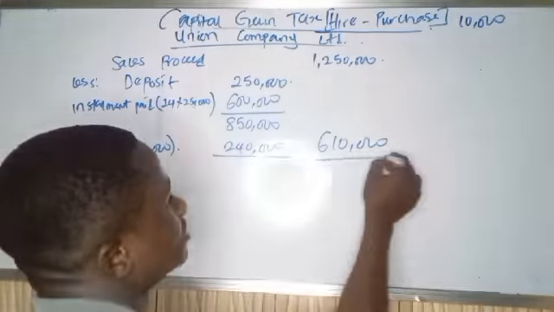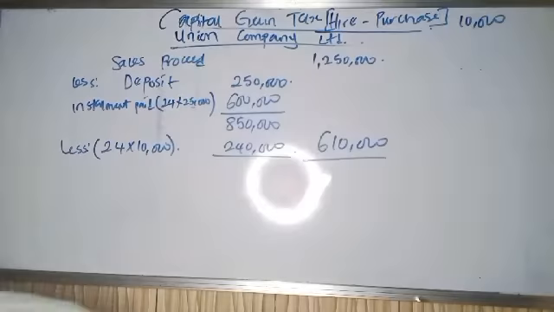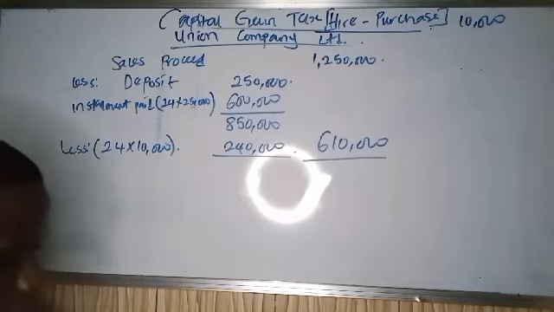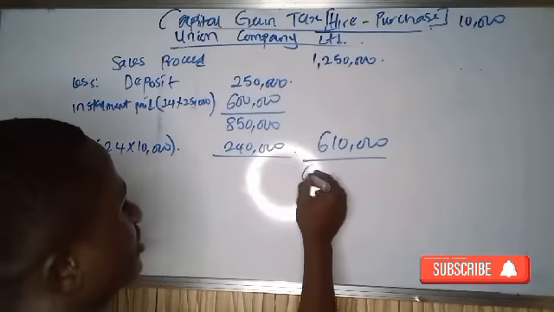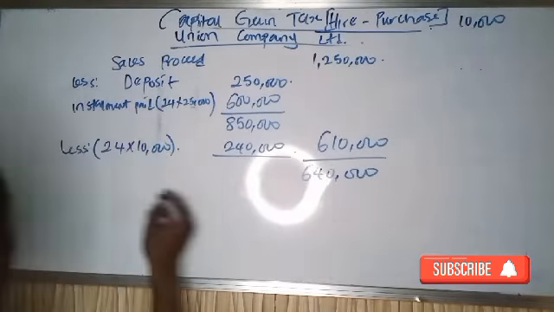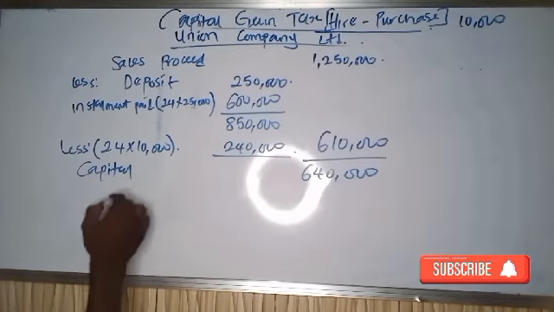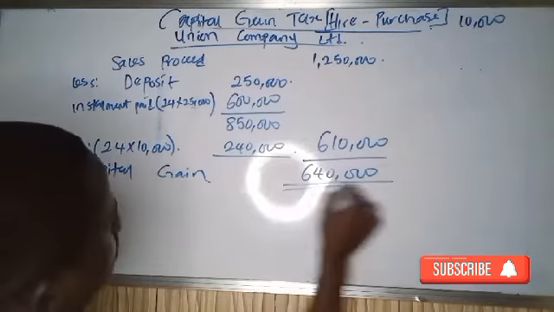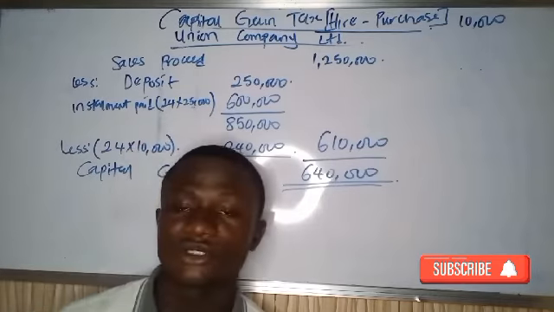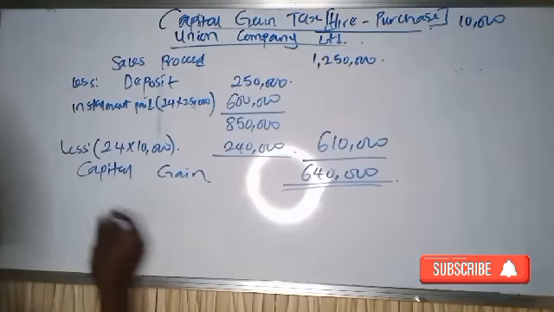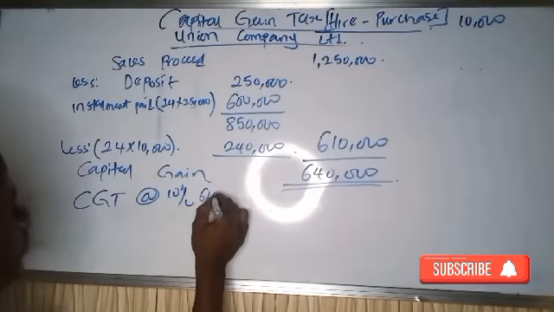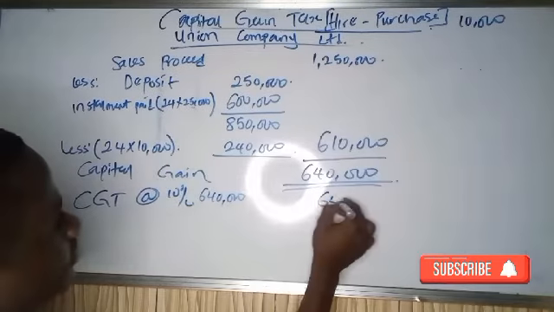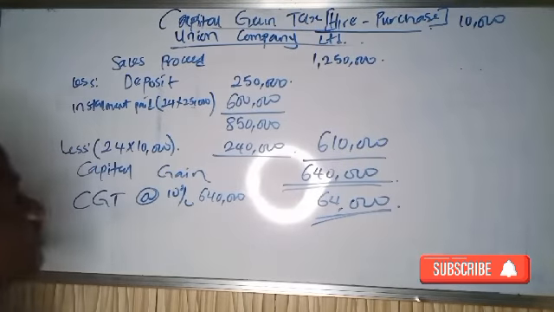From there, I will subtract it so I can get my net sales proceeds. Subtract 610,000 from 1,250,000, and that will give me 640,000 as my capital gain. The computation of capital gain tax from this point is very easy. CGT at 10% of 640,000 should give me 64,000 as my final answer.